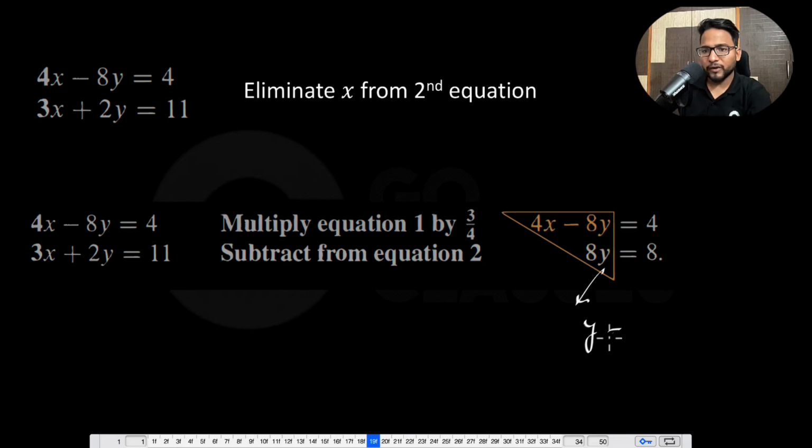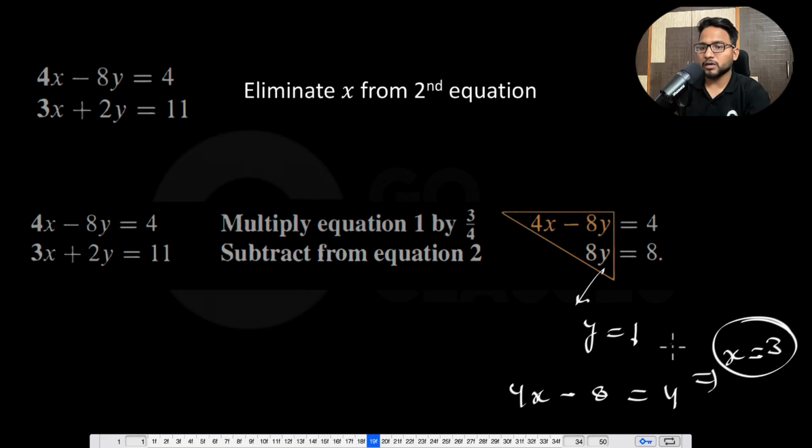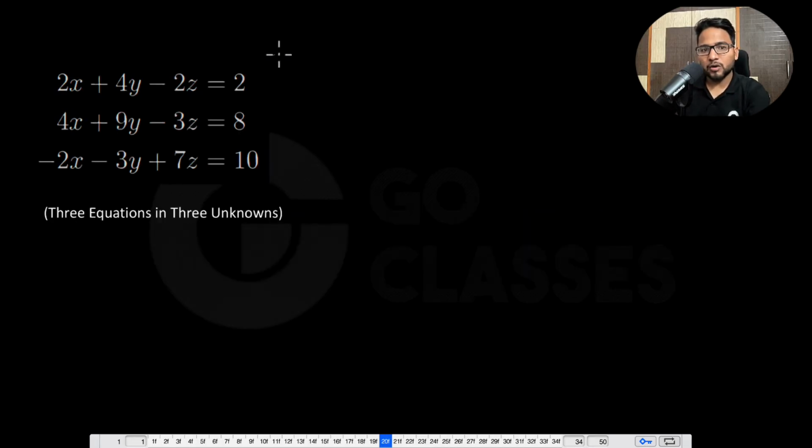How? You get the value of y, that is 1, and you put the value of y here. 4x minus 8 into 1 is 8, equal to 4, and then you get the value of x, that will be, I think, 3, right? So that's how you can solve this question very easily. Now let's try solving this question. If there are 3 equations, then what will you do? Probably this is a little tricky, but still let's try doing it.